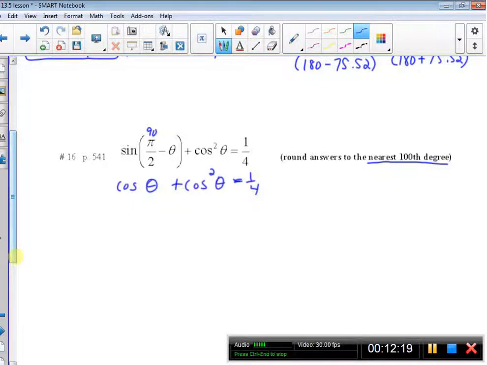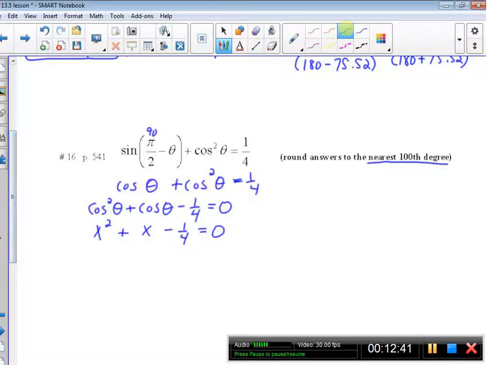I'm going to next put it in some standard form. So I'd have cosine squared plus cosine minus 1/4. Now I'm not interested in factoring this, so I'm going to first write the x's, and then I'm going to get rid of that 4. To do that, I'm going to multiply both sides by 4 over 1.